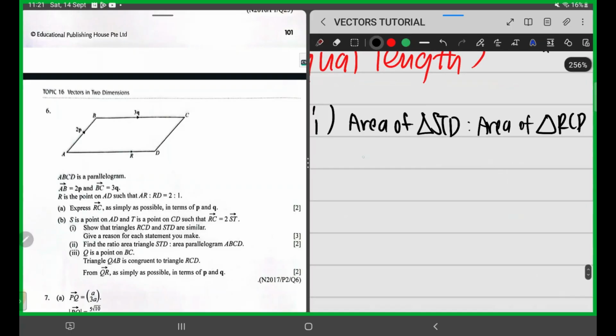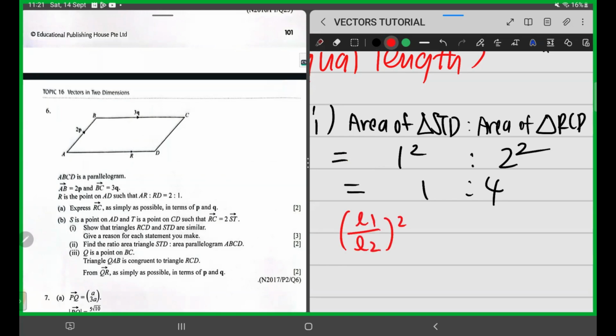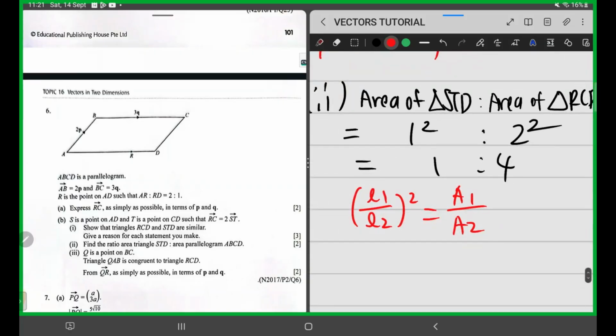And since you know that your RC is 2ST, that means your ratio of your corresponding sides is 1:2. That means this is 1 squared to 2 squared, which is 1:4. Right? Because remember, length 1 over length 2 squared is area 1 over area 2. This is the ratio of similar figures.